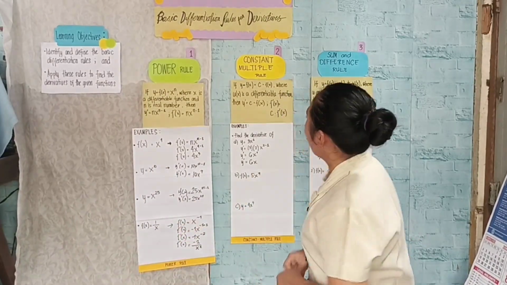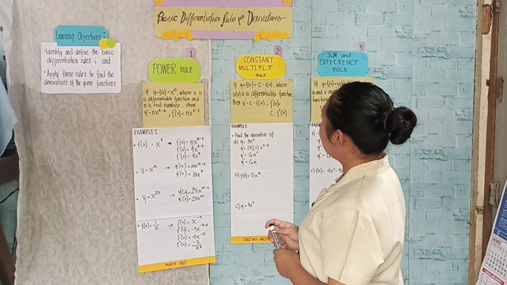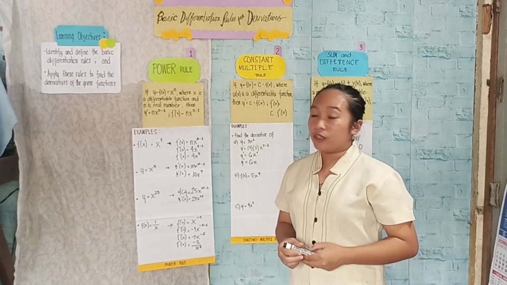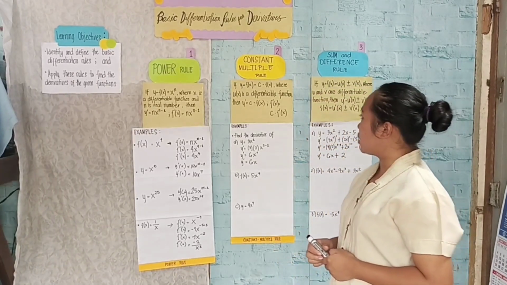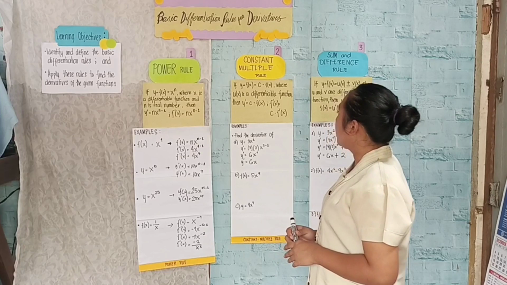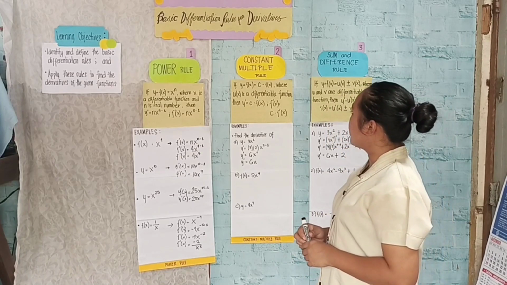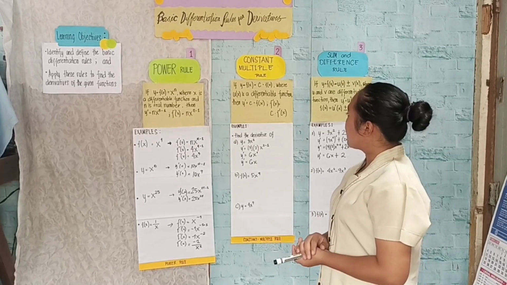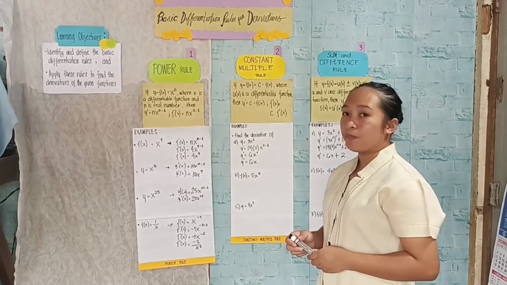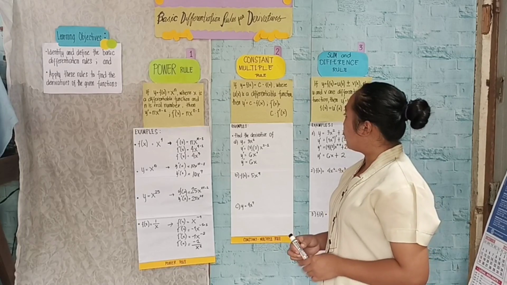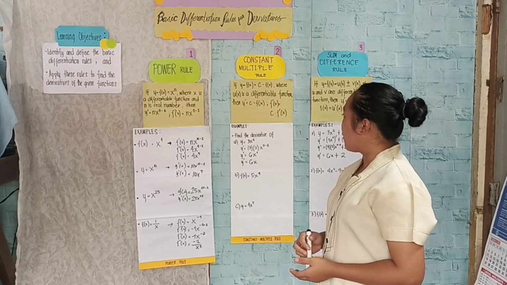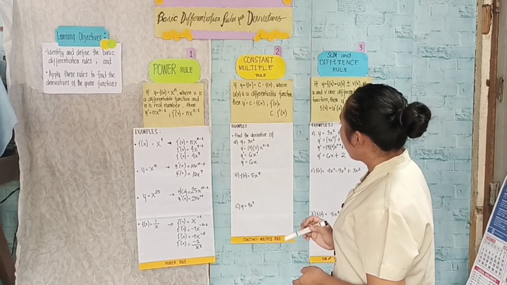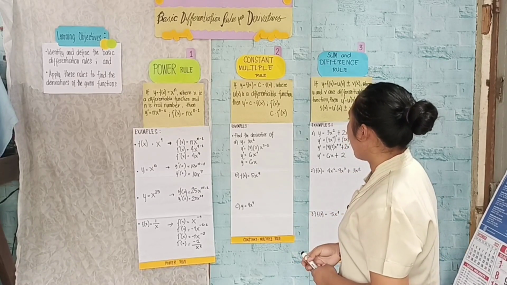Okay. So, let us proceed to our second rule, the constant multiple rule. Its definition: if y is equal to f of x is equal to a constant multiplied by u of x, where u of x is a differentiable function, then y prime is equal to c multiplied by u prime of x, or f prime of x is equal to the constant multiplied by u prime of x.